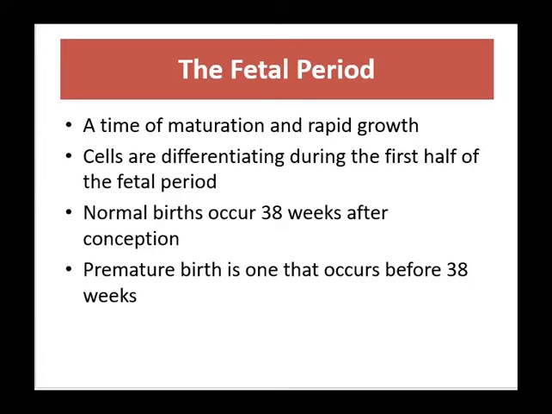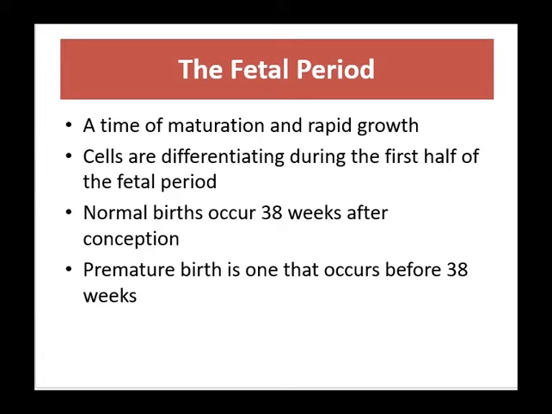All right, 38 weeks after conception or fertilization, or overall 40 weeks. So we have the term premature birth. Premature birth means that delivery or birth occurs before 38 weeks after conception.